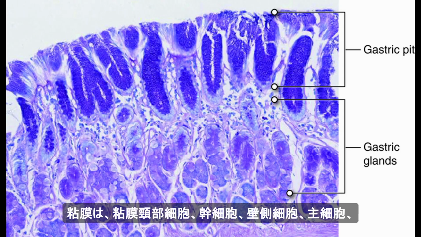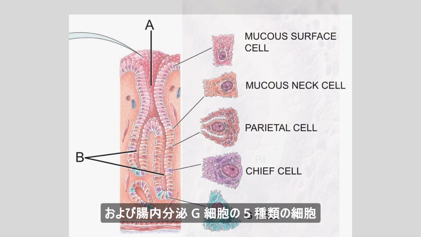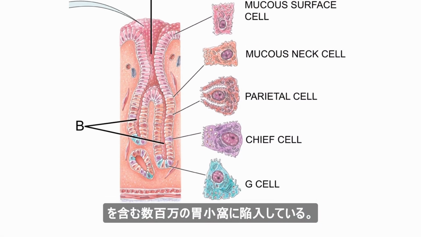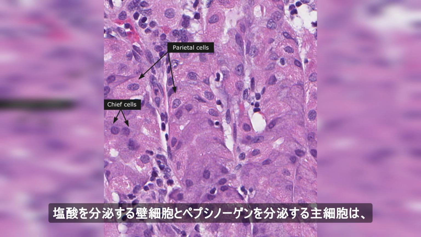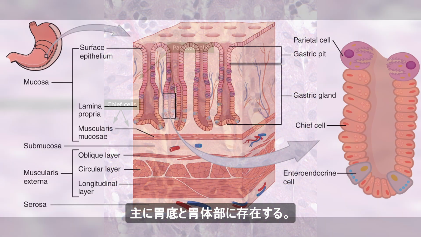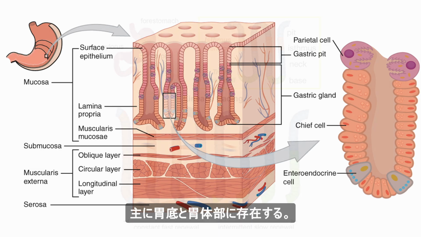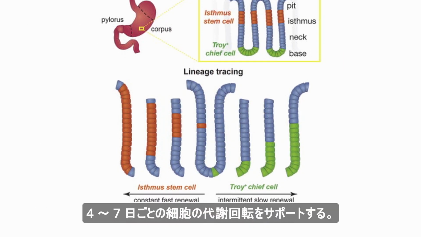The mucosa invaginates into millions of gastric pits that contain 5 types of cells: mucous neck cells, stem cells, parietal cells, chief cells, and enteroendocrine G cells. Parietal cells, which secrete hydrochloric acid, and chief cells, which secrete pepsinogen, are mainly found in the fundus and body of the stomach. Stem cells are found in the isthmus of gastric pits and support cell turnover every 4 to 7 days.